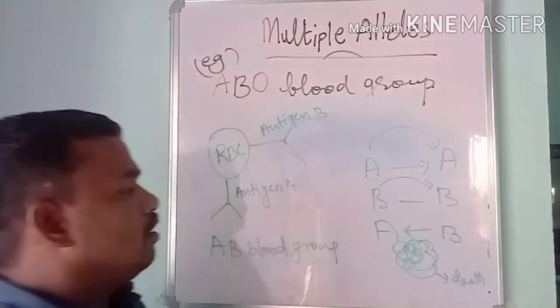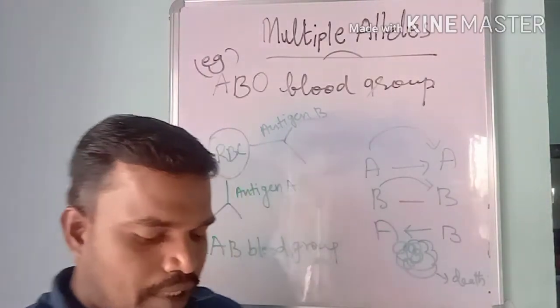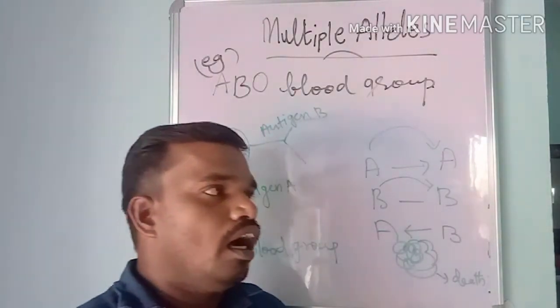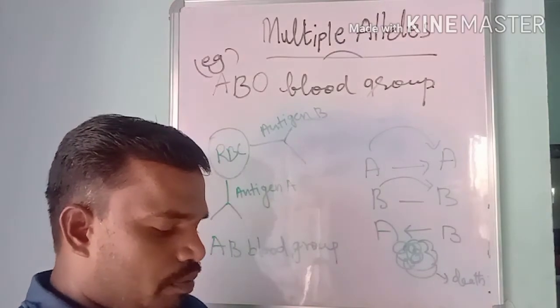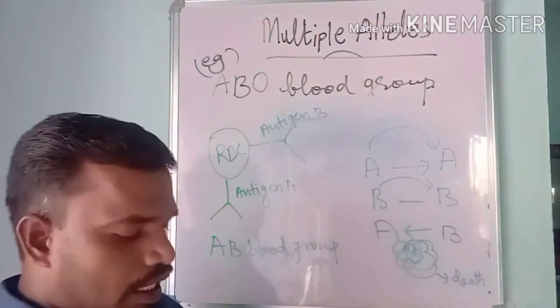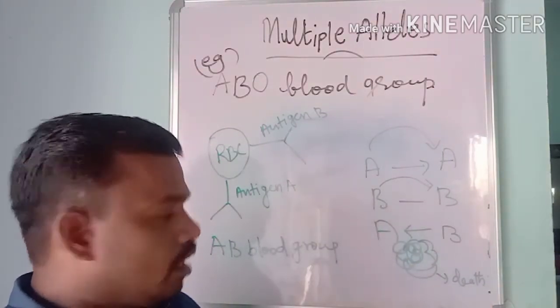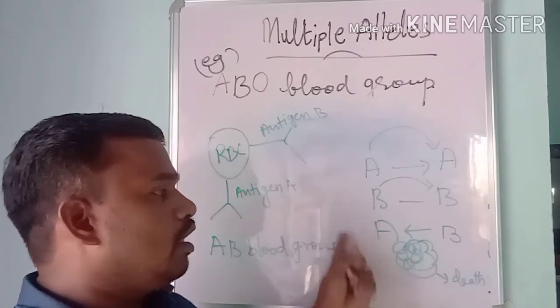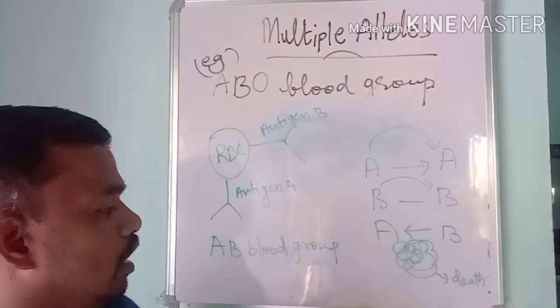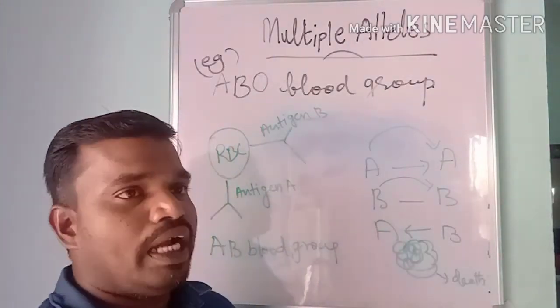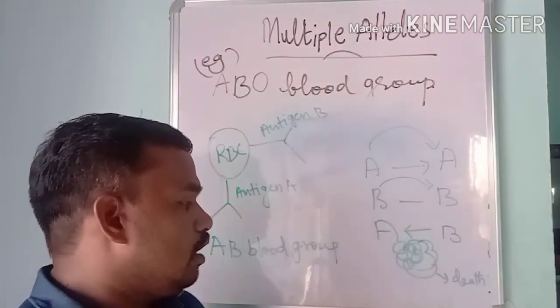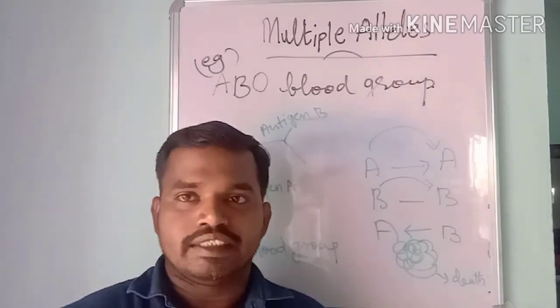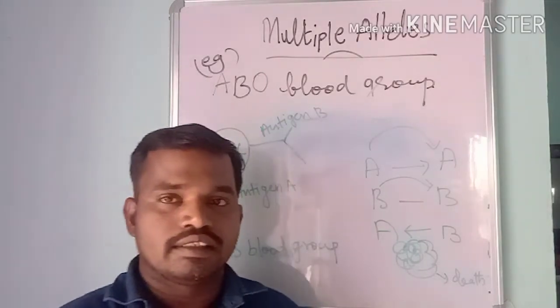So that's why, when we are donating blood, they first check what type of blood group it is. A blood group will get blood from A blood group persons. The same, B to B. If incompatible blood groups are given, it leads to the agglutination of the erythrocytes.